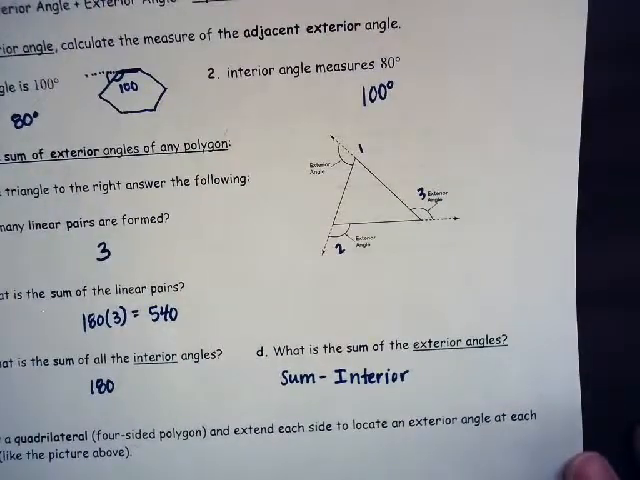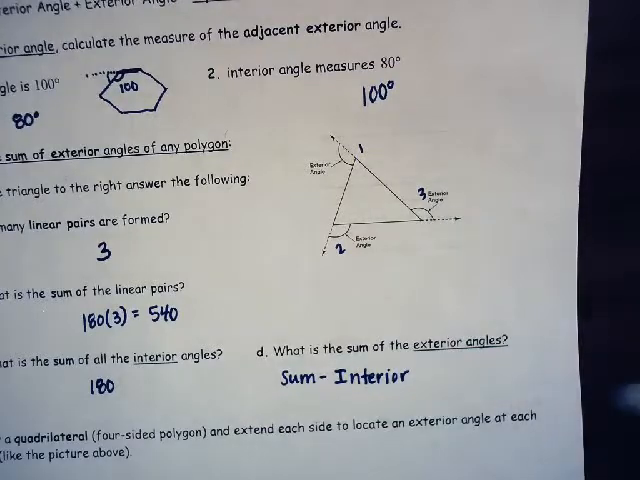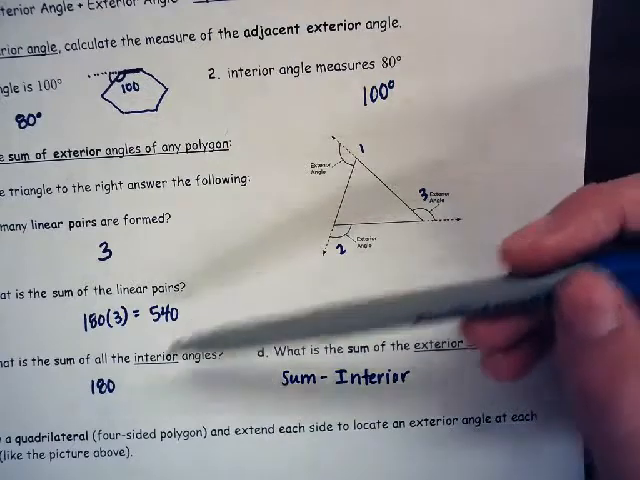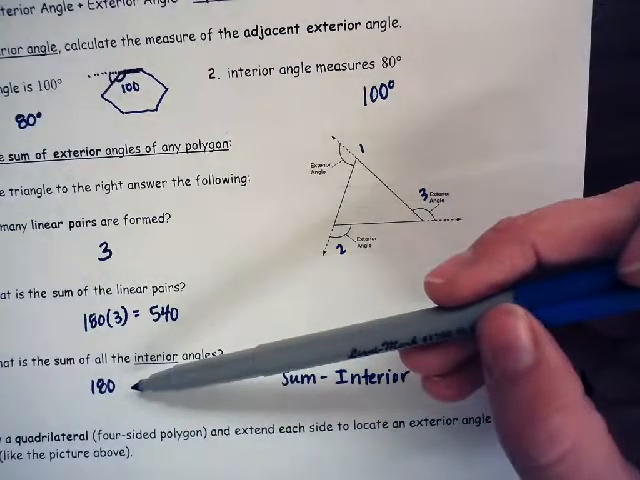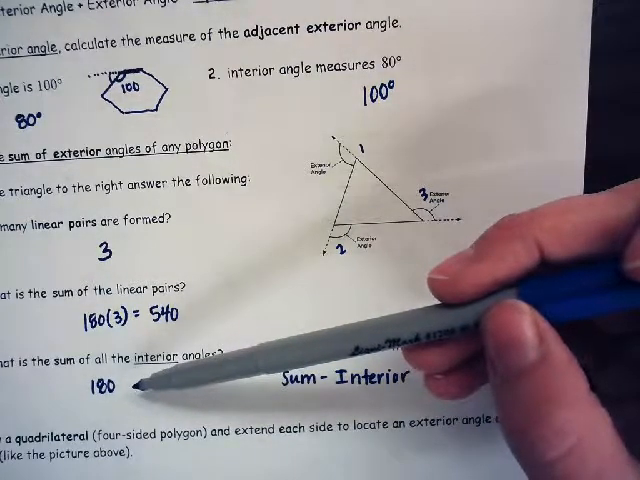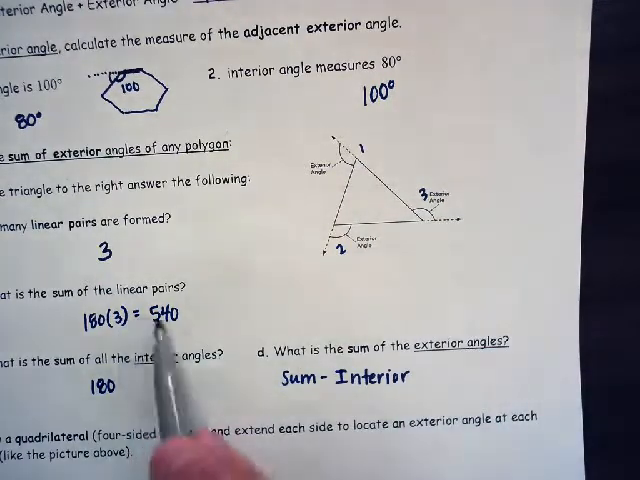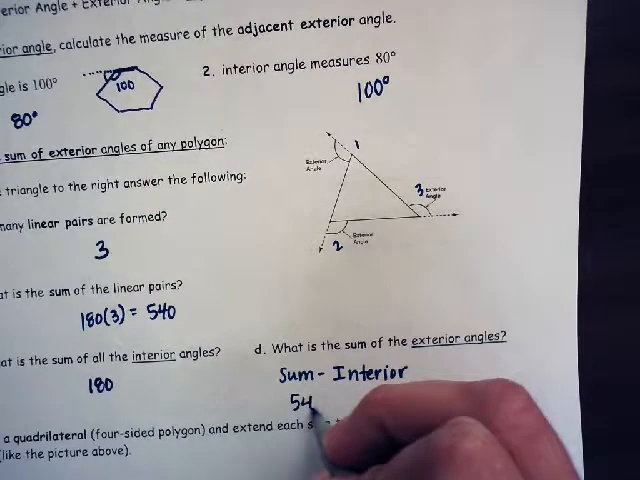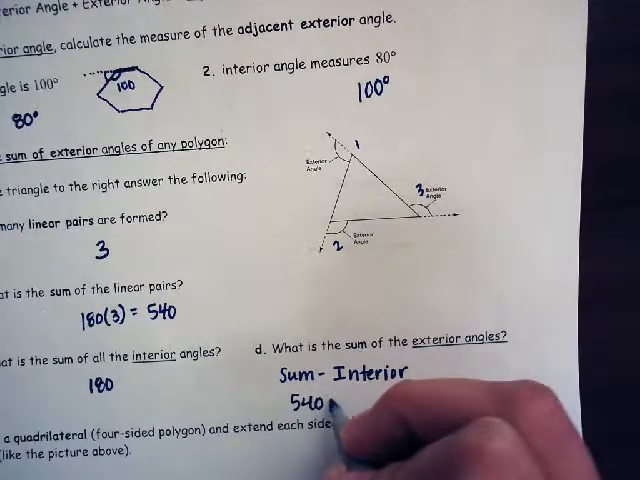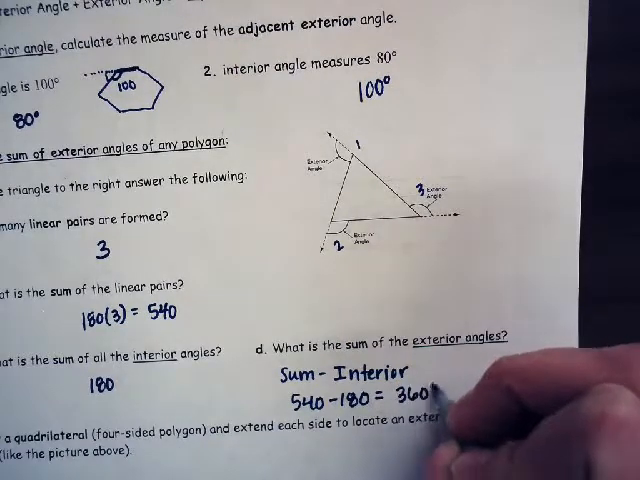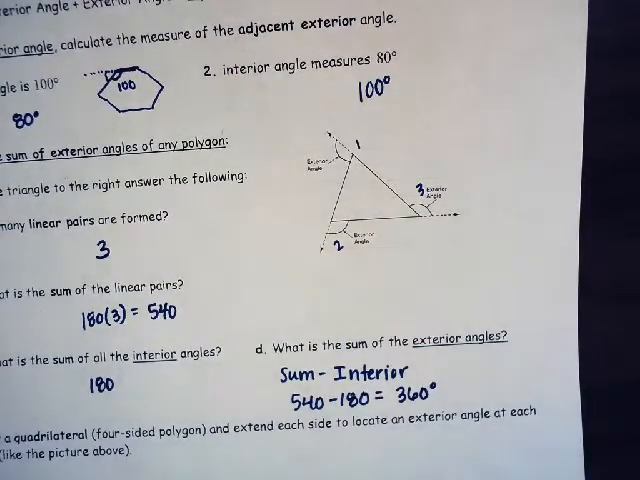So D says, what is the sum of the exterior angles? Well, I'm going to take this total sum of all the linear pairs and subtract what the interior angles are. That's going to give me the leftover, which is the sum of the exterior angles. So I'm going to take 540 minus 180, and that gives me 360. So the sum of the exterior angles of a triangle is 360 degrees.